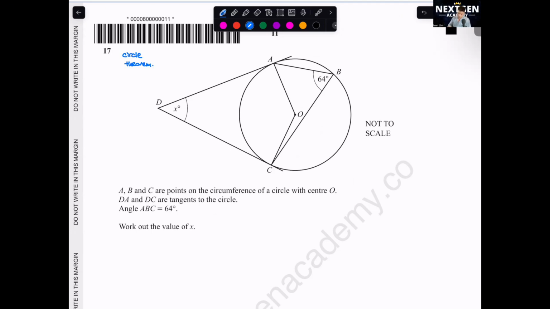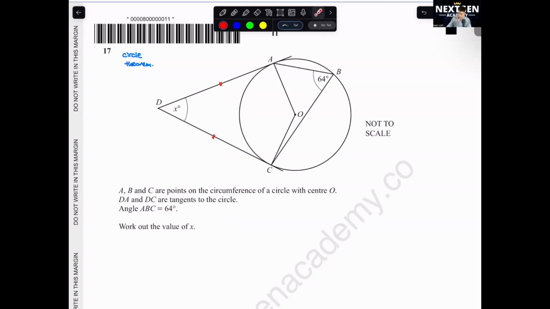Okay, let's read here. A, B, and C are points on the circumference of a circle with center O. DA and DC are tangents. This one is tangent and tangent. Angle ABC is equal to 64. Work out the value of X. What do we have here? If tangent, this and this length are the same. Let's just write that down first.